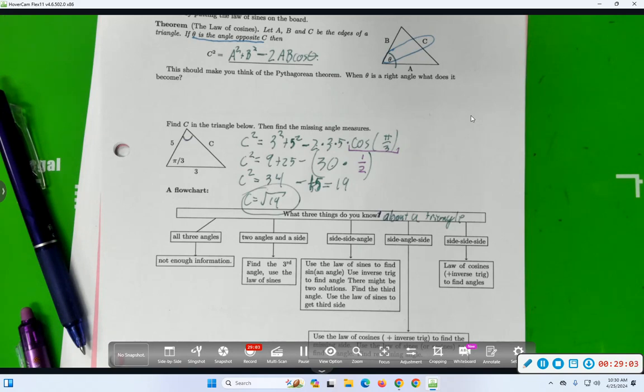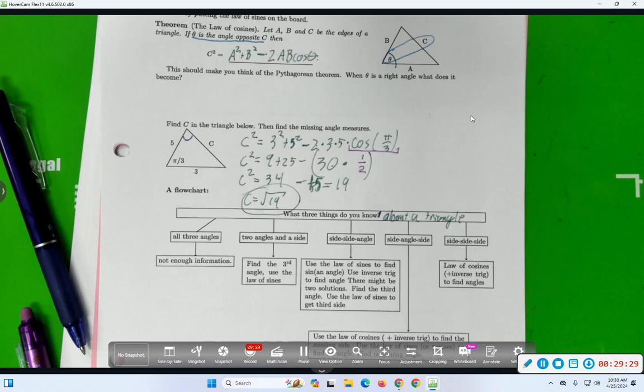If you have a side-side-angle triangle, then use the flowchart on the page we were just on. Use the law of sines to find the sine of an angle. Use inverse trig to figure out what that angle is. Keep in mind that if the angle might be obtuse, there will be 2 solutions. If the equation you get out of the law of sines says that sine is bigger than 1, then there are just no solutions.